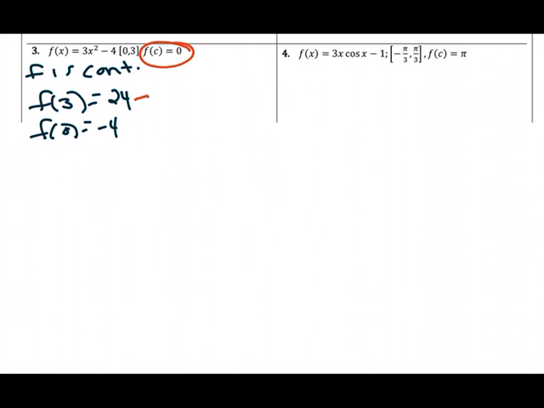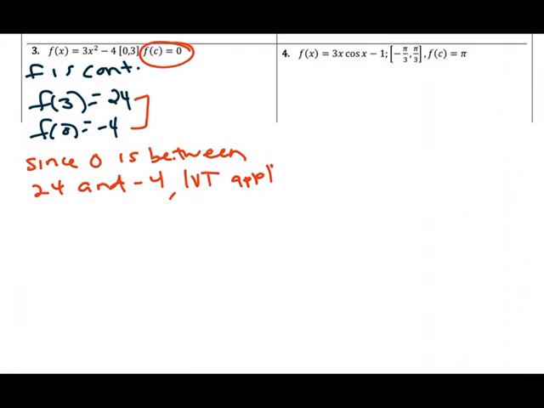So I'm going to note that f is continuous. It's a quadratic. It's continuous everywhere. I'm going to find the value of the endpoints. F of 3, if I plug in 3, 3 squared is 9, times 3 is 27, minus 4 is 24. F of 0 is negative 4. And we're looking for 0. So I'm asking myself, is 0 in between these two numbers? Yes, it is. So since 0 is between 24 and negative 4, IVT applies.